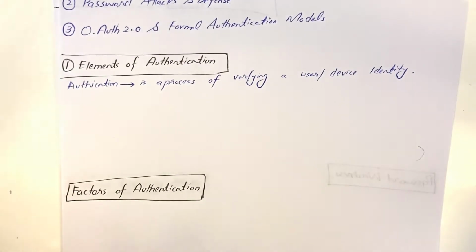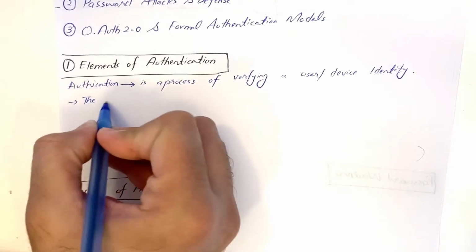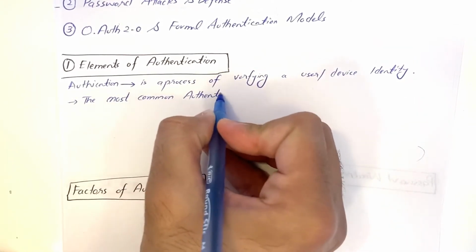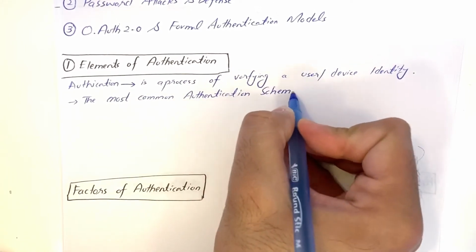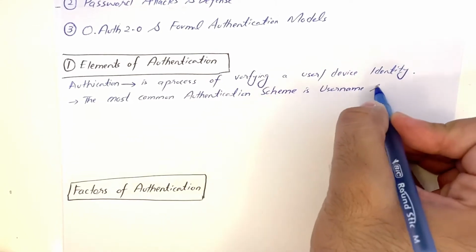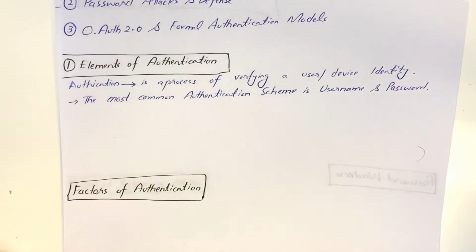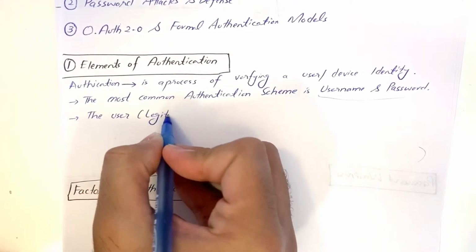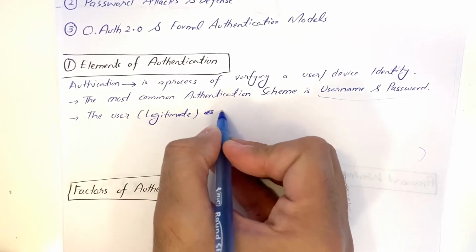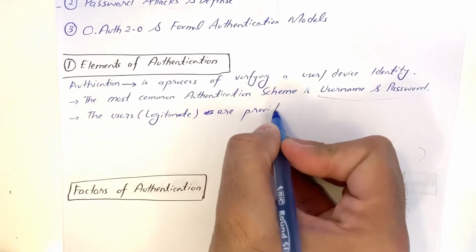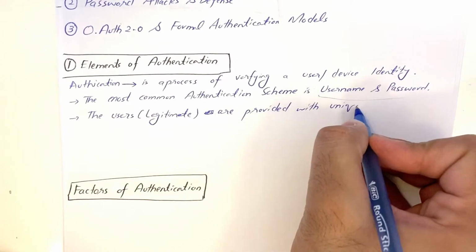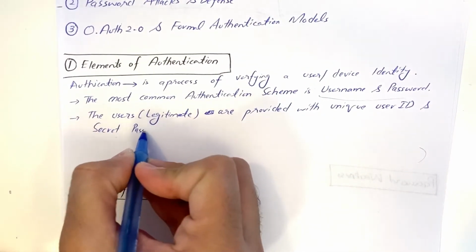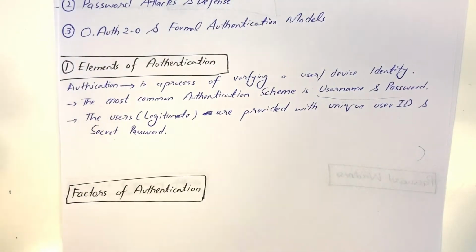Now the thing is, how typically we perform authentication. The most common authentication scheme is username and password. So we typically use username and password to perform authentication. And in the username and password approach, the legitimate users are provided with a unique user ID, or you can say username, and a secret password. That's a typical approach.